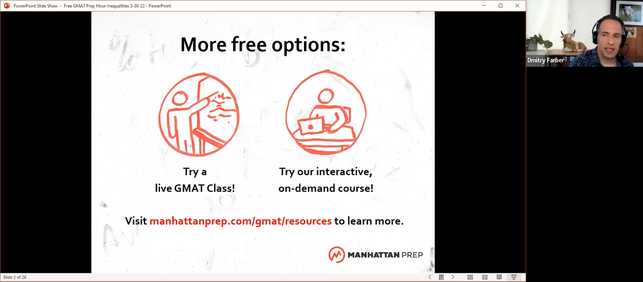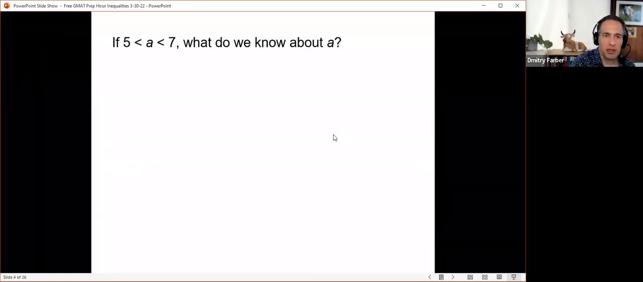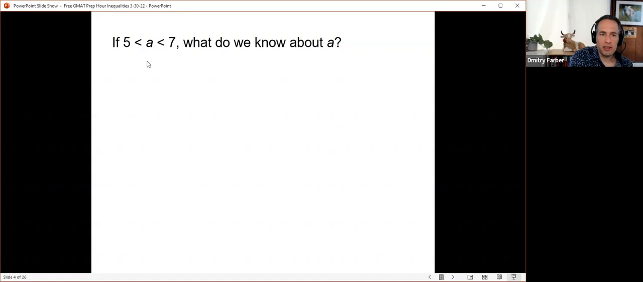So the basic idea of inequalities is they're a lot like equations, but we have some restrictions. And because we have restrictions, we often see people getting a little bit intimidated and not being able to say quite what they know about a particular situation. So let's run through some variations. Let's start with just a simple two-ended inequality. I've got 5 is less than A is less than 7.